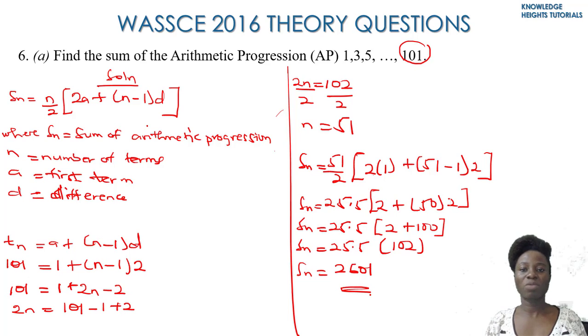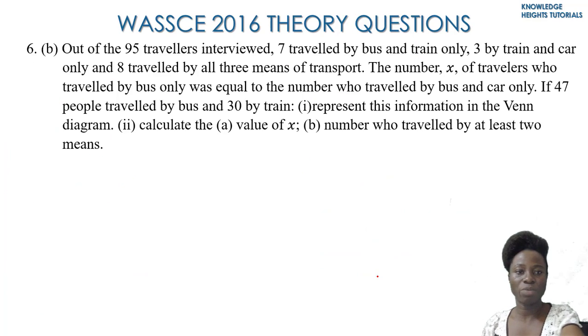So the sum of the arithmetic progression is 2601. Let's put that one clearly there. 2,601. Very well. Quickly to the B part of question 6. We have a very interesting question also over there.